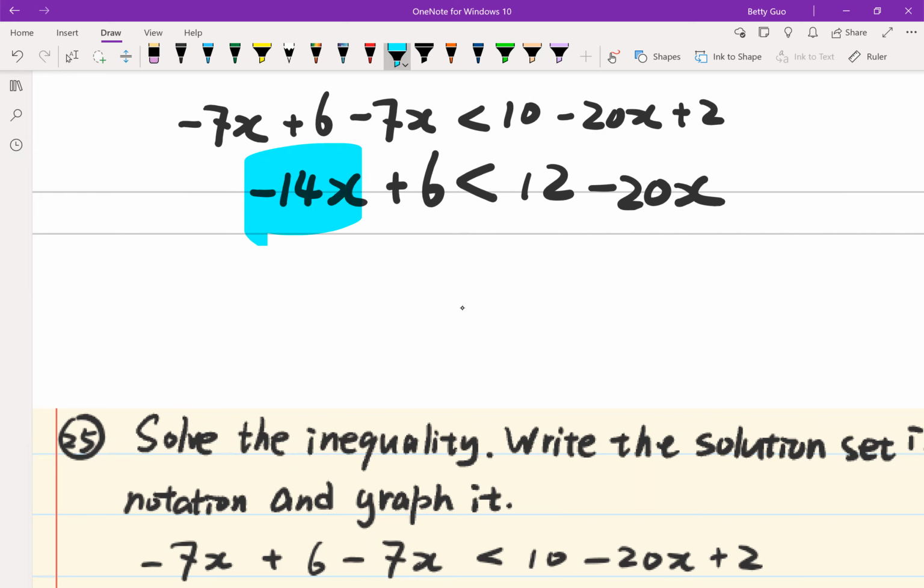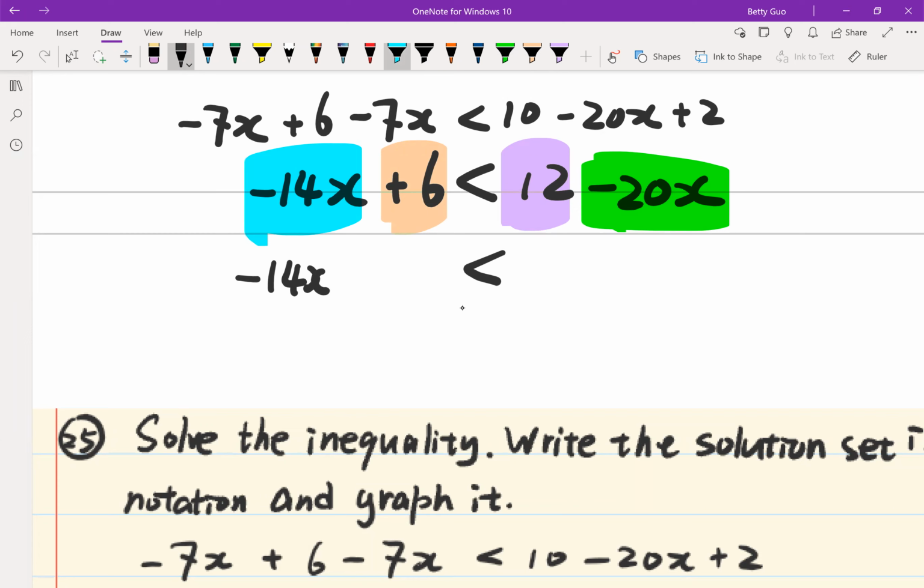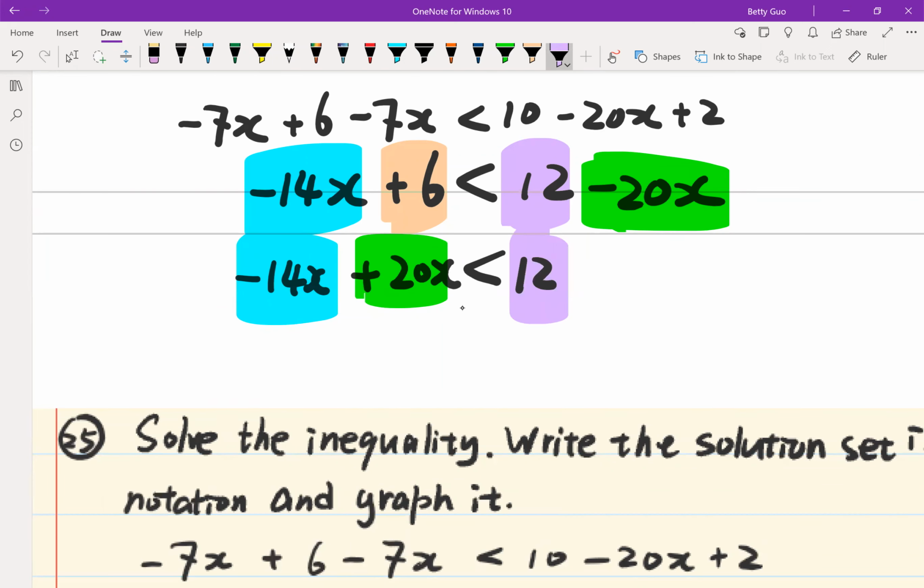So we have a blue term, green term, orange term, purple term. And we're going to apply transposition of terms to collect like terms. Bring down the blue, nothing changes. Move over the green, negative becomes positive. Bring down purple, nothing changes. Bring over orange, positive becomes negative. Do you see what happened here? Okay, very good. And we copy the inequality symbol.